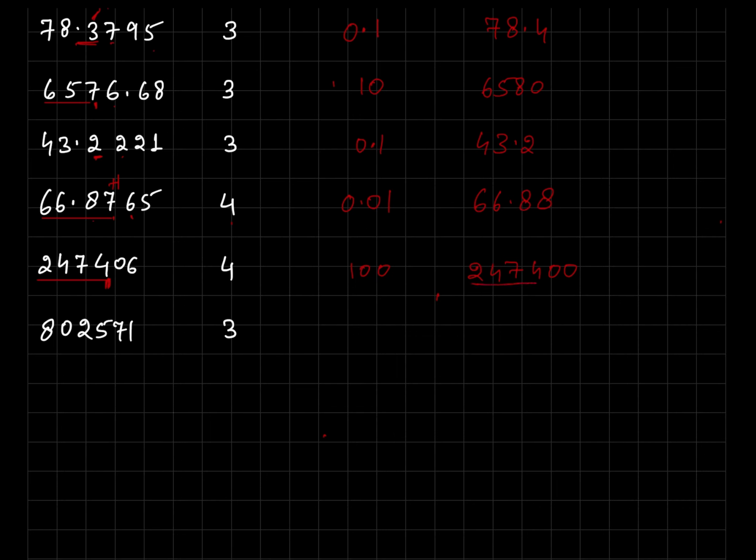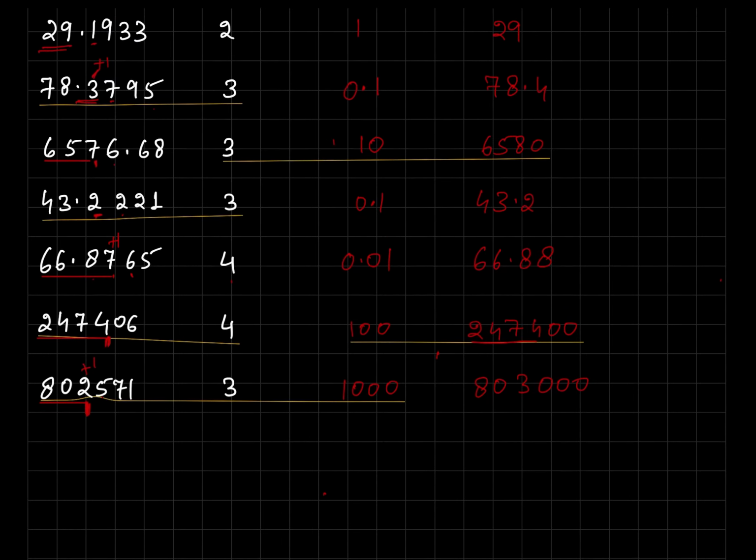Then correct up to 3 significant figures here. We want only this much. It means we have to round it to 1000, because this is the thousands place. After 2 I have 5, so this number would be increased by 1, and hence I will write 803,000. Clear? So this is how you can write the number of significant figures.